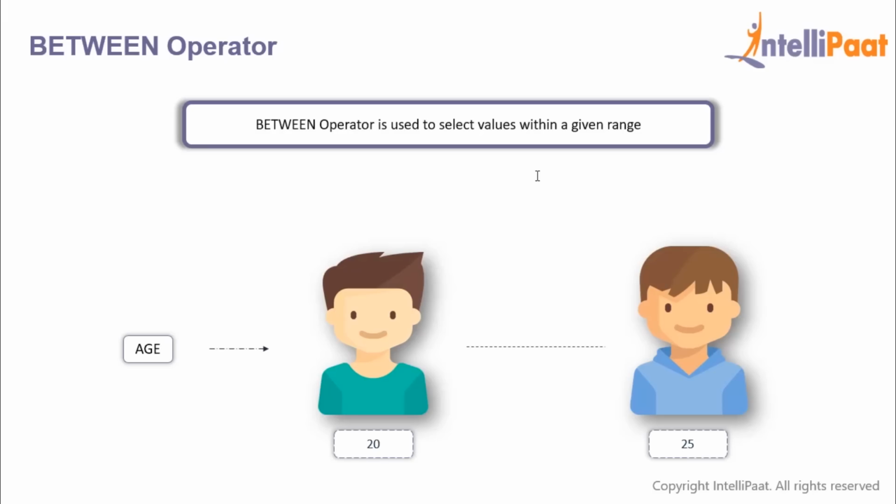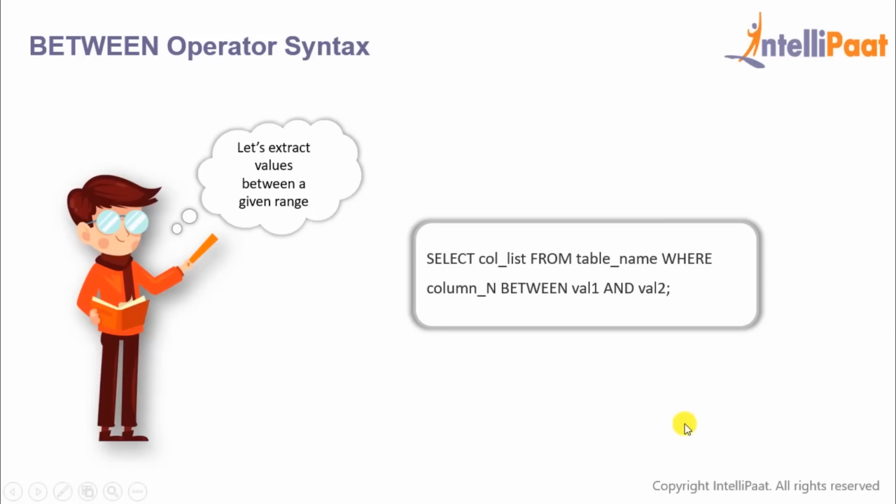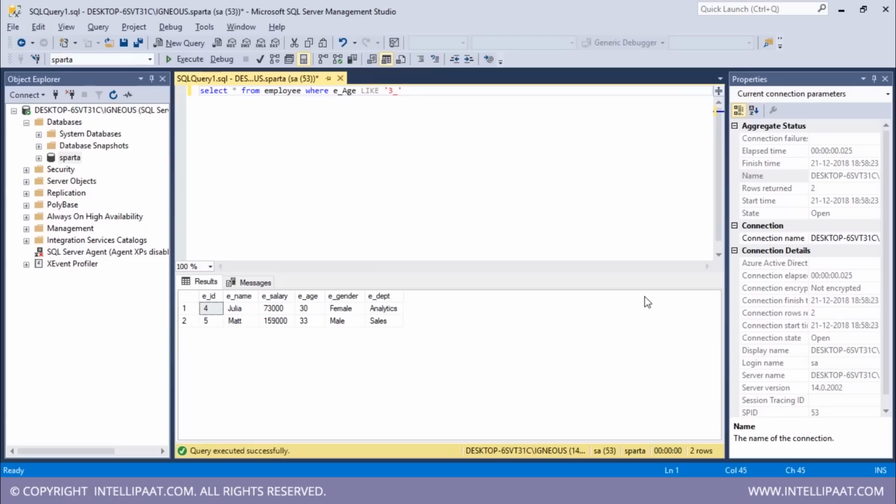Now let's look at the between operator. So the between operator is used to select values between a given range. For example, we can extract only those records where the age of the person is between 20 and 25. And this is the syntax. After where clause, we give in the name of the column, then we give the between keyword, after which we give in the lower value of the range, then use the AND operator, and then give the maximum value of the range. So I want to extract all of those employees whose age is between 25 and 35.